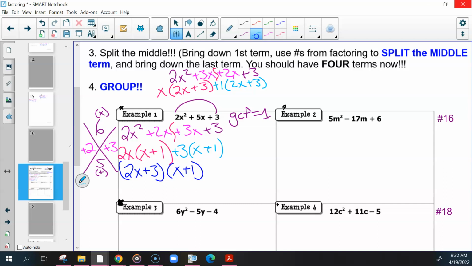Why do we have to split them then? I don't know. Okay.